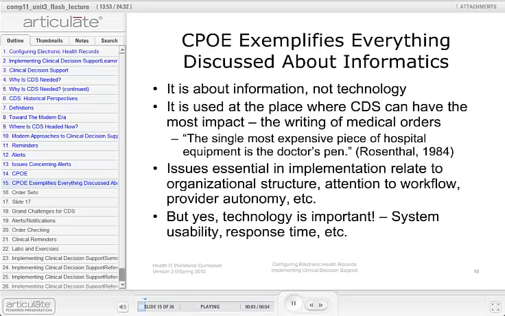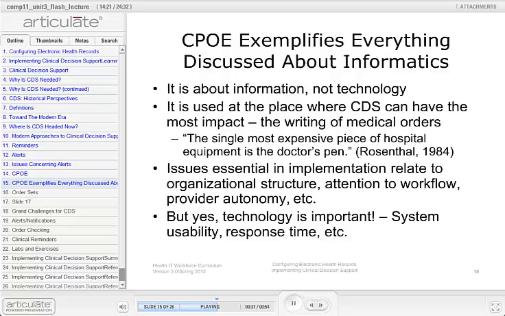CPOE exemplifies biomedical informatics in that it is about information and not technology. It is used at the place where clinical decision support can have the most impact, the writing of medical orders. Rosenthal commented in 1984 that the single most expensive piece of equipment in a hospital is the doctor's pen, because of the orders it can write and the charges that it can generate.